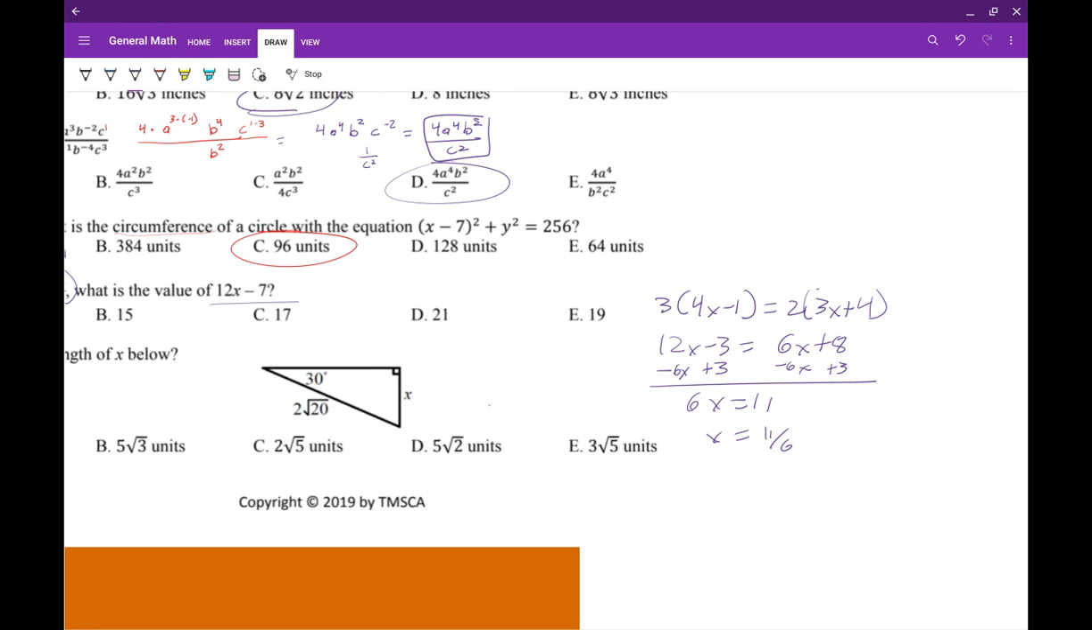But it's asking for 12x minus 7. So you don't need what x is equal to, because you have 6x. You know that 2 times 6x is equal to 12x. So that means 12x is equal to 22, and then you subtract 7. That's going to be equal to 15. So the value of that is B, which is 15.